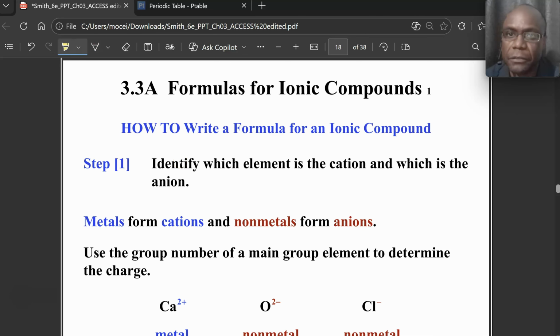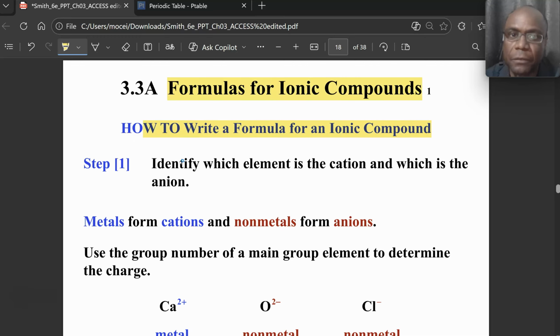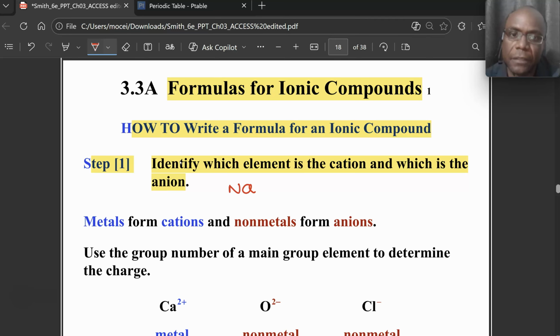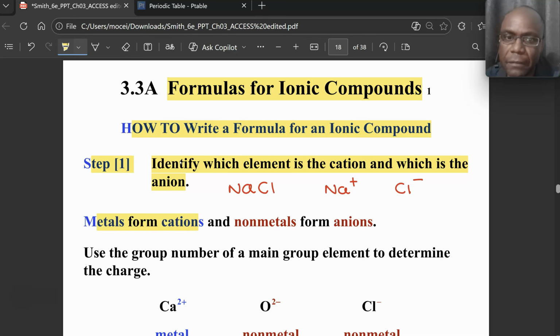We switch gear to something that I've already shown you in the last slide: how to write formulas of ionic compounds. That is the learning objective here. Step number 1, you want to identify which element is a cation and which is an anion. For example, in sodium chloride, I know that the cation should be the metal and the anion should be the chloride. Okay, so metals form cations, non-metals form anions, which is what I just did here.